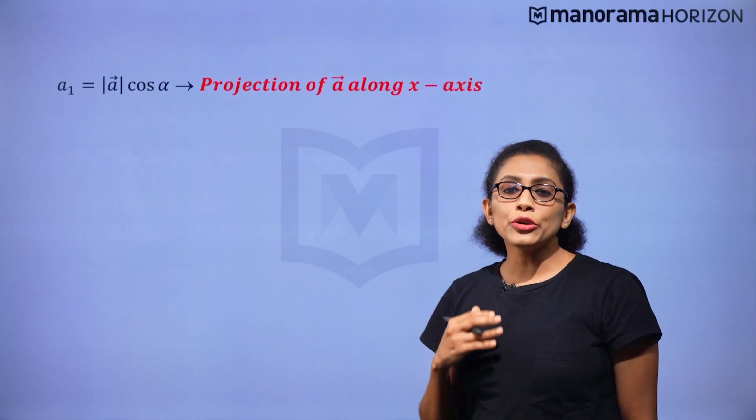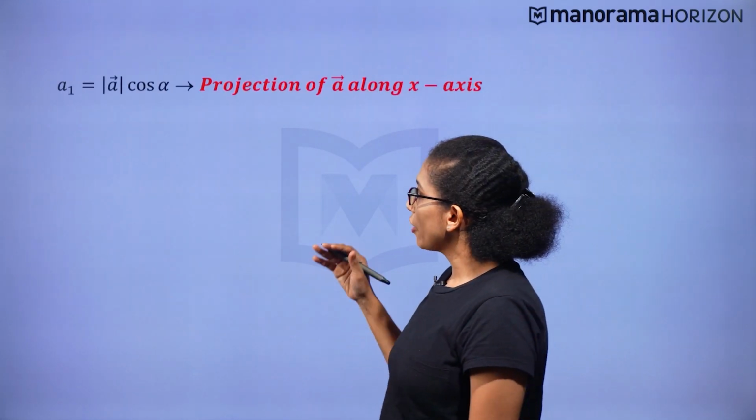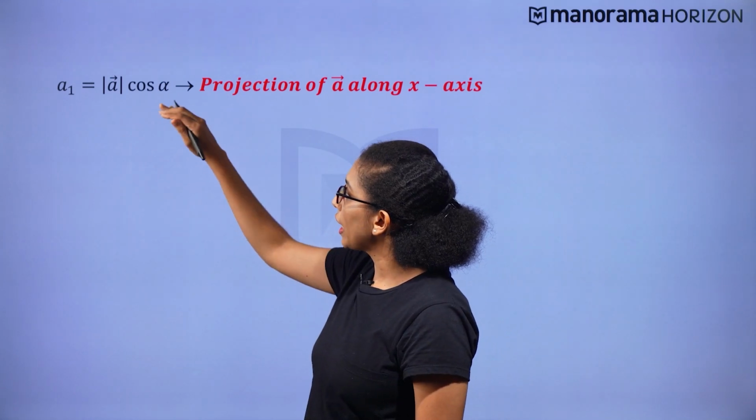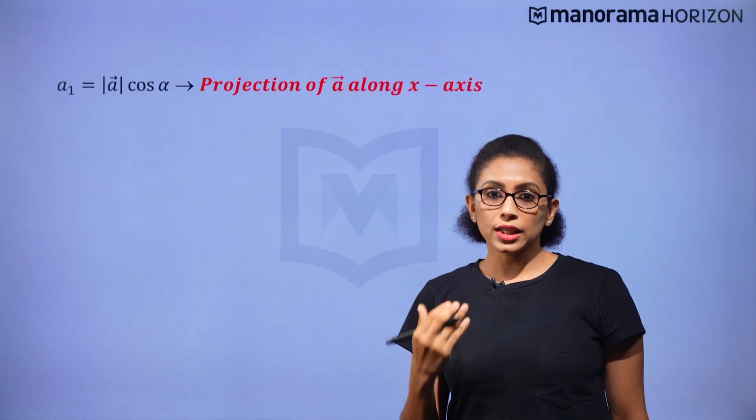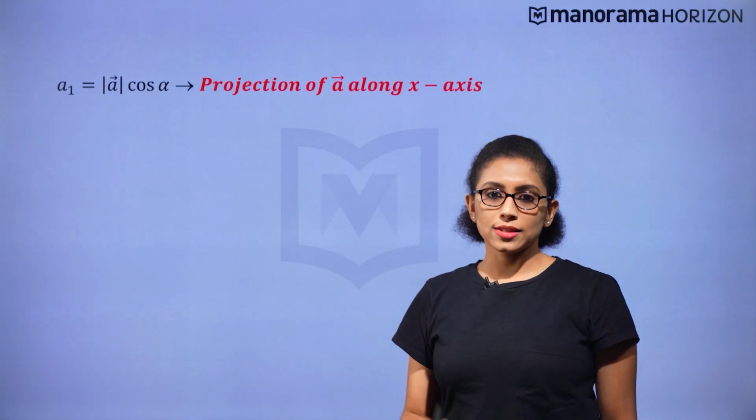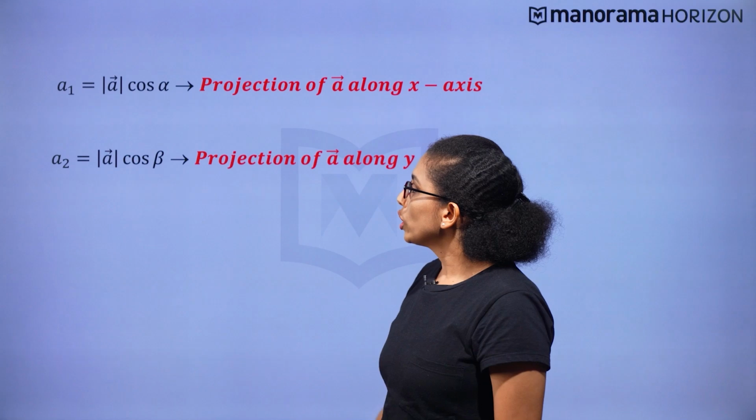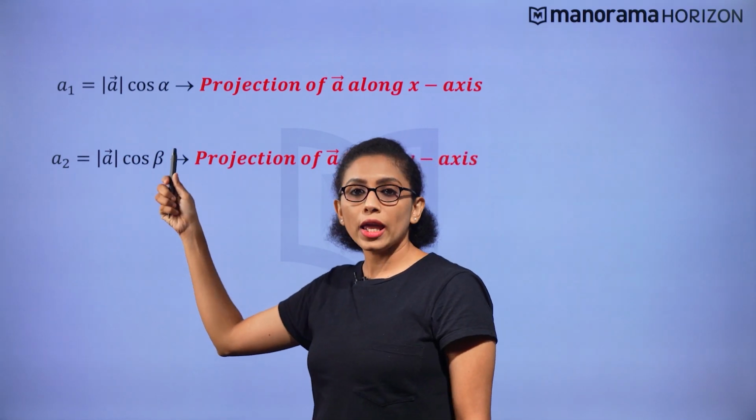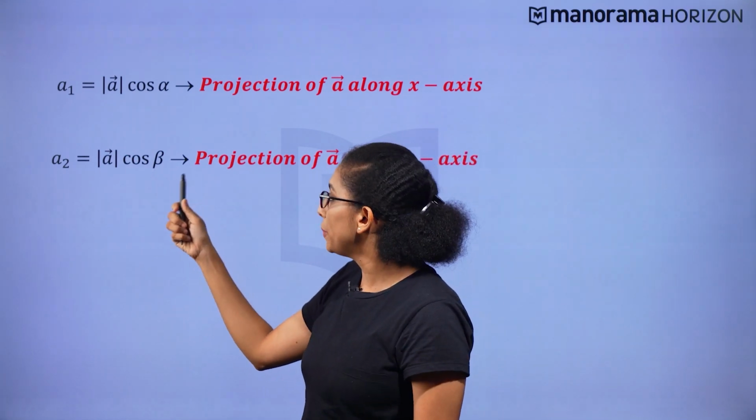Now, we can rewrite them as A1 is equal to modulus of A times cos alpha, which is nothing but the projection of A along the x-axis. Now, what is A2? A2 can be written as modulus of A times cos beta.